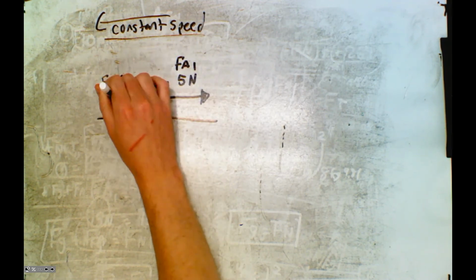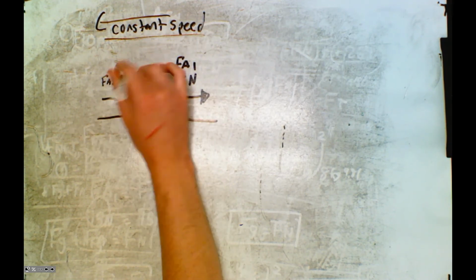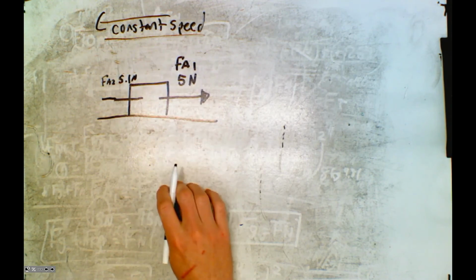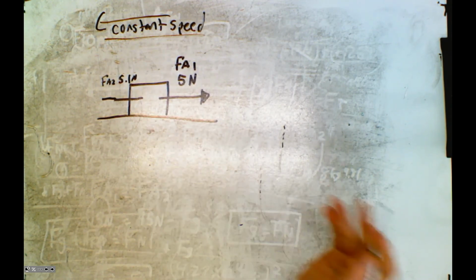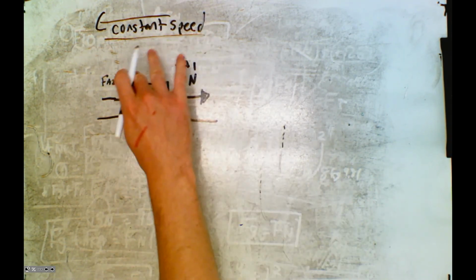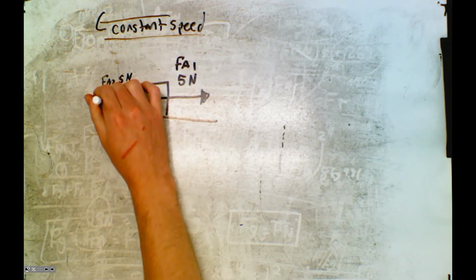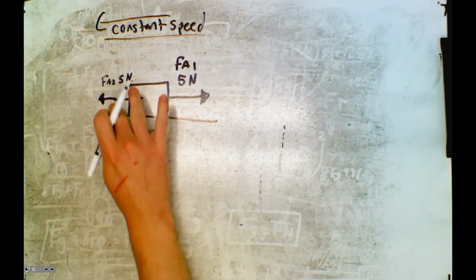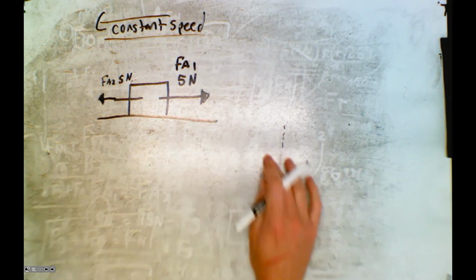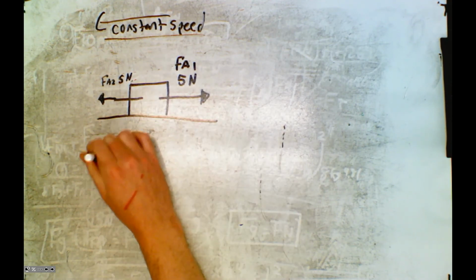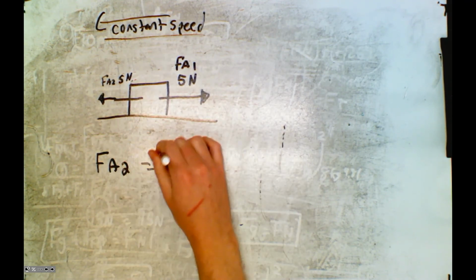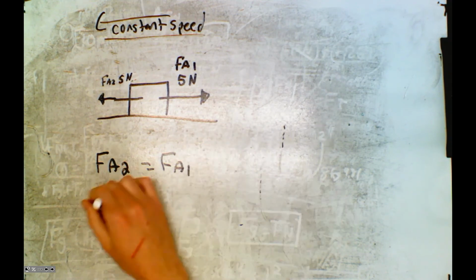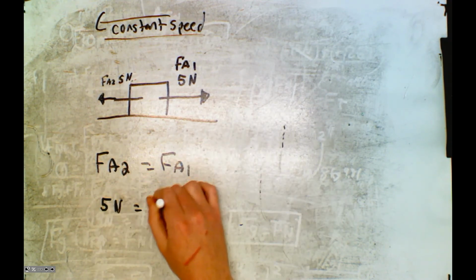If I make it 5.1 newtons, well, we don't have an FNET of 0. And if we don't have an FNET of 0, we can't move at a constant speed. So they have to be the same. My other force must be 5 newtons to the left if my first one is 5 newtons to the right. And again, we get 5 newtons is equal to 5 newtons.